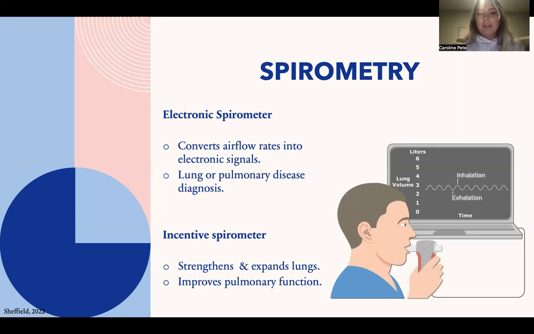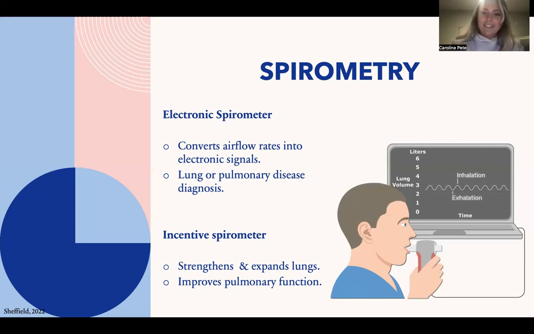The device is able to digitally convert the airflow rates into electronic signals, which we took a look at when we were learning about the calculation of lung capacity. These signals will be analyzed, usually resulting in a lung or pulmonary disease diagnosis. Incentive spirometers are another form of spirometry used for more of a post-diagnosis.